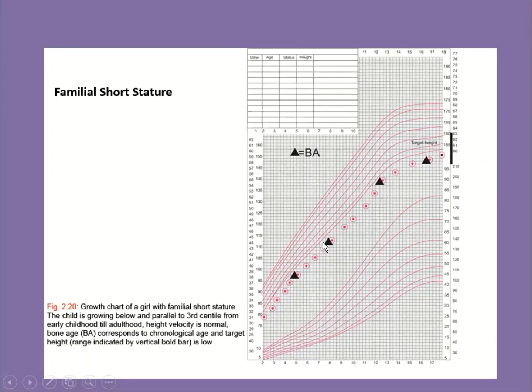It is corresponding to the chronological age, right? But if you see the height age, it will be less. So this child at 8 years, height age is 6 years. Okay, so simple.